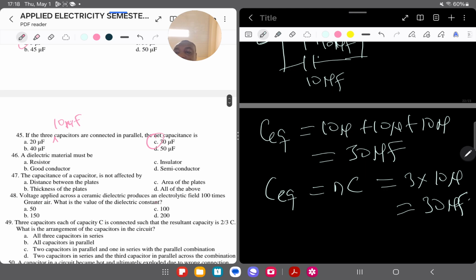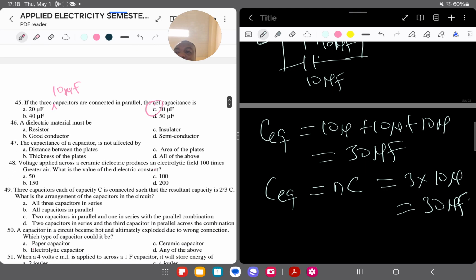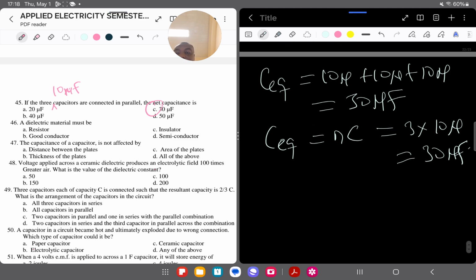Question 46. When you are talking about a dielectric, it must be what? A, a resistor, B, a good conductor, C, an insulator, and D, a semiconductor. So the answer here is C. When we talk about a dielectric material, it's actually the insulating material you place between 2 parallel plates, right? That's what we refer to as a dielectric material.